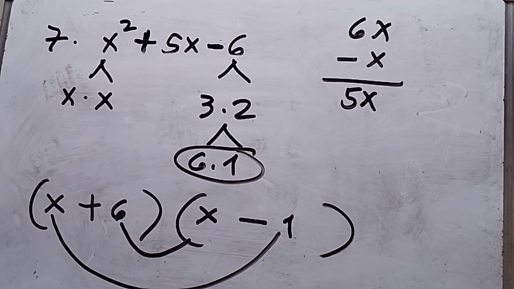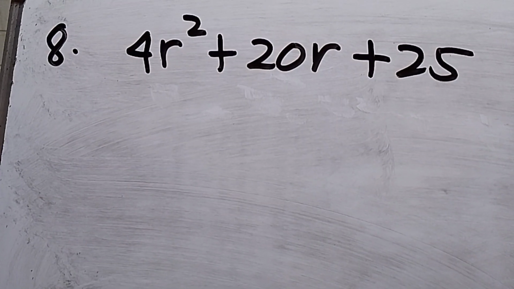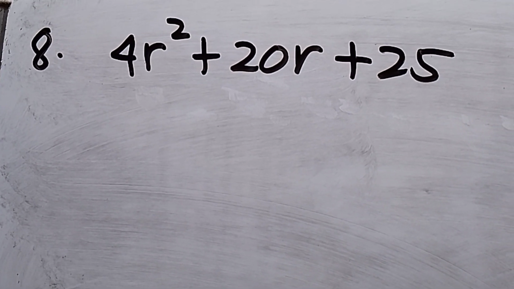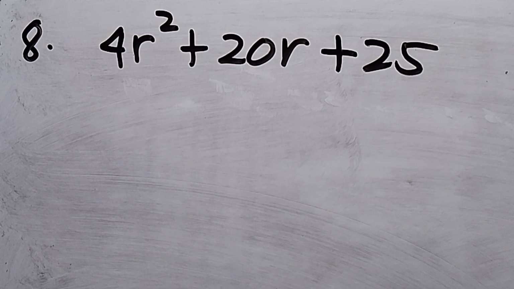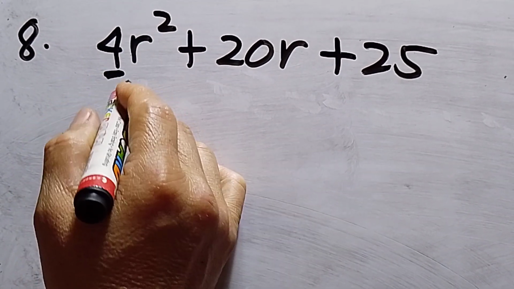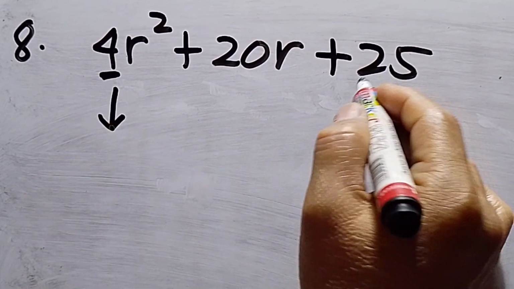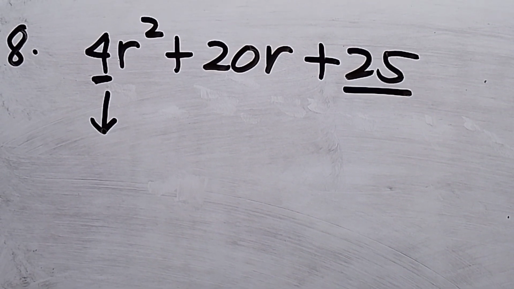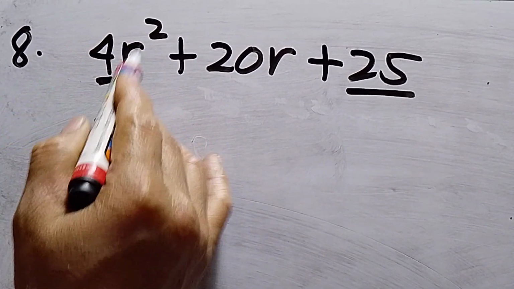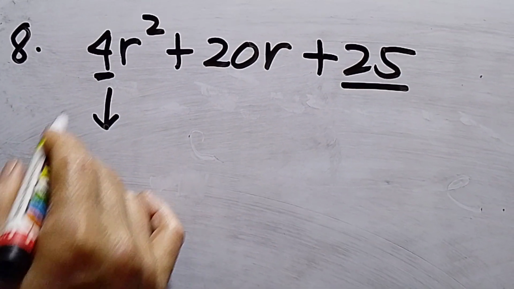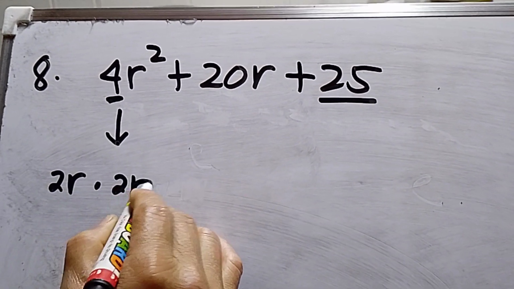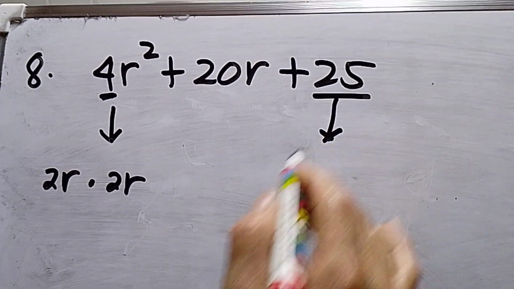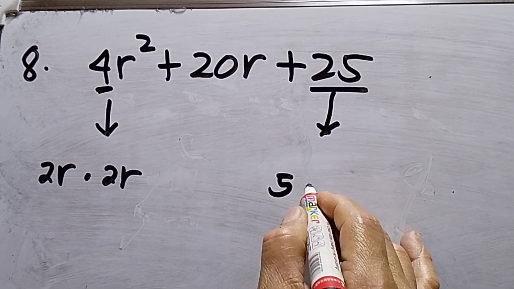How about number 8? Okay, number 8. 4r squared plus 20r plus 25. Take note, this is perfect square. This is also perfect square. So, we need to factor the first term and the last term only. So, the factors of 4r squared will be 2r times 2r. How about 25? 25 is a perfect square. This will be 5 times 5.